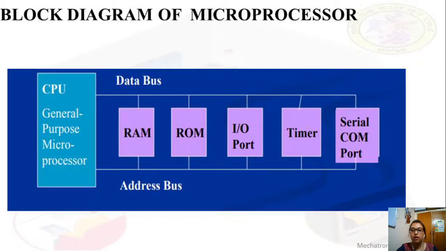So here, what are RAM and ROM? RAM and ROM are semiconductor memories. What is the full form of RAM? Random access memory. What is the full form of ROM? Read-only memory. These memories, RAM and ROM, are used to store the program and the data.